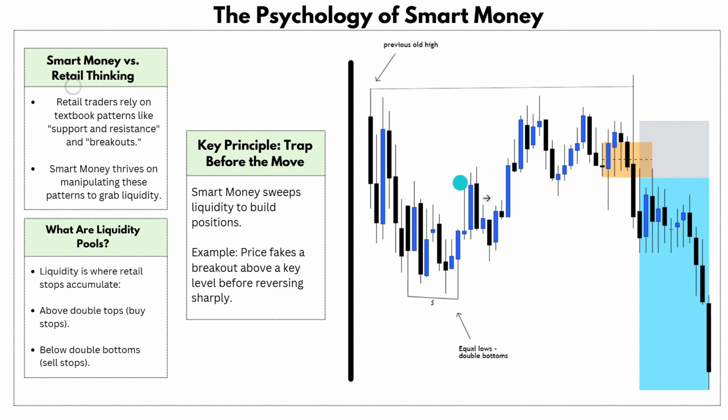As you can see right here in this chart schematic, price was rallying higher, but we had this previous old high right here. A lot of traders, when price came back down and mitigated this bullish fair value gap right here, were expecting price to rally higher and continue this breakout rally. But as you can see, price pushed up higher, cleared this old high right here and grabbed the liquidity, and then reversed sharply to come and clear our equal lows right here, our double bottoms, which is one of our liquidity pools.